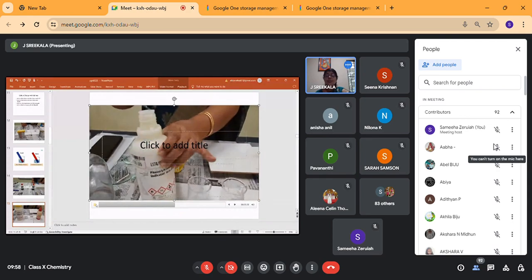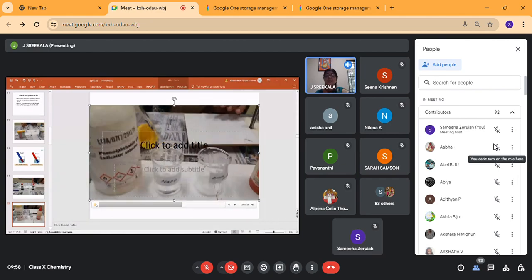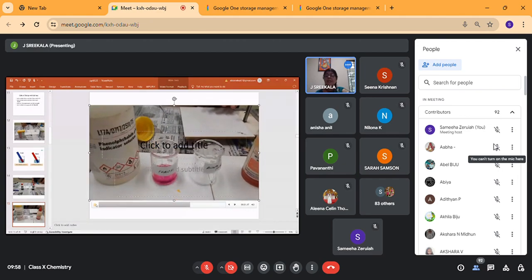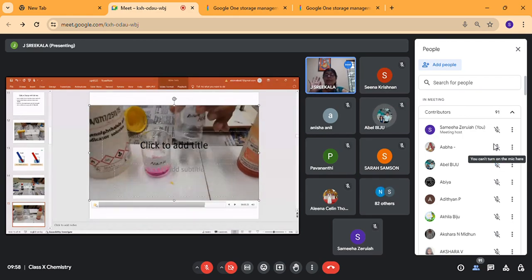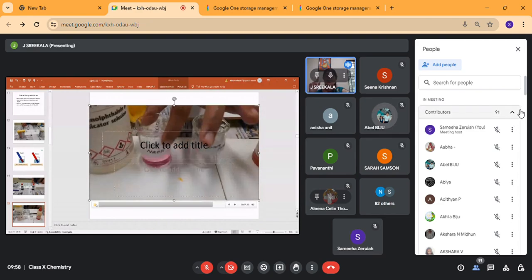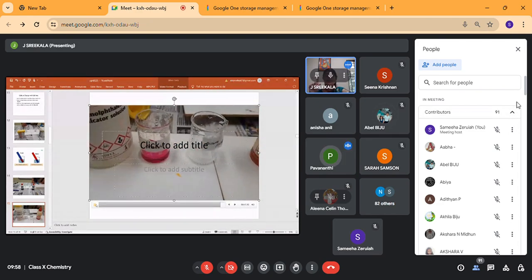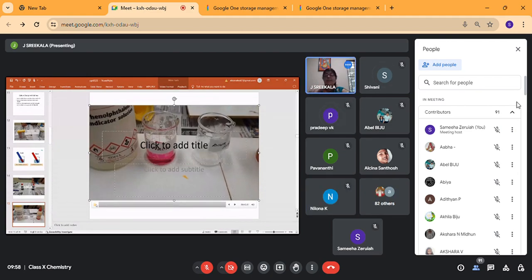Phenolphthalein to NaOH. See, pink color, and with acid, colorless, no color. You have noted down? Yes, ma'am. With the phenolphthalein, base gives pink color and acid gives no color, colorless.